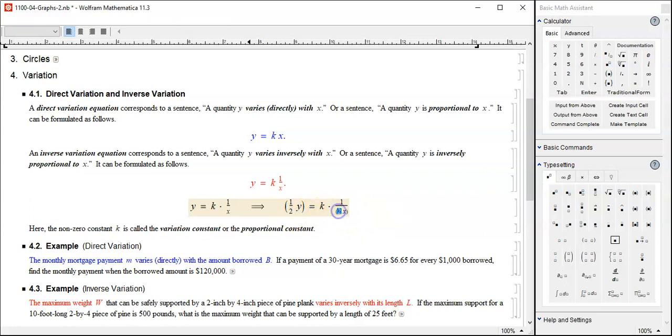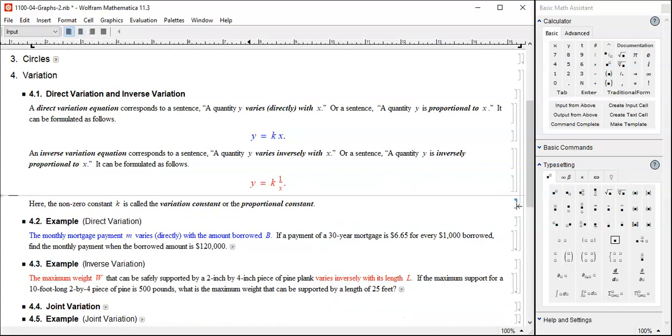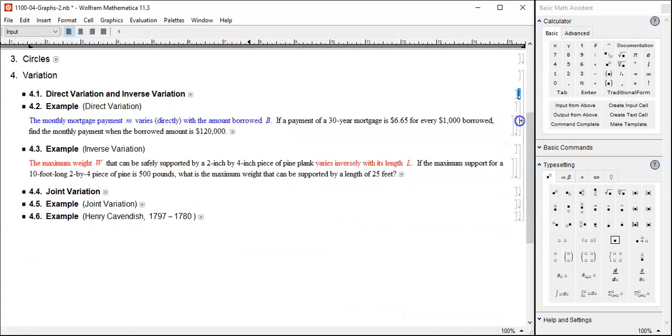What if I triple this? Then 1/3 it. Now, what if I take 1/10 of x? Then denominator goes on top, so this will become 10y, and so on and so forth, and vice versa as well. So that's the inverse variation, or inverse proportion.